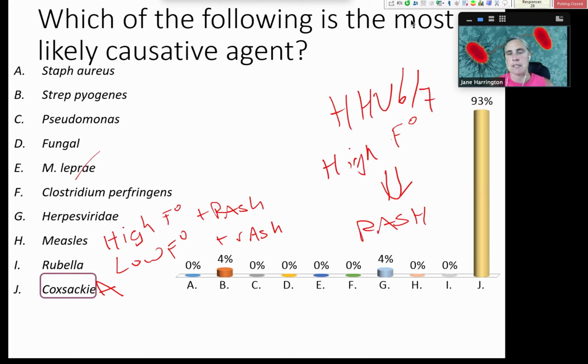So HPV is painless. Those are going to be our wart-like lesions. And I'm pretty sure you're going to be covering that more whenever you do the sexually transmitted urogenital infections.